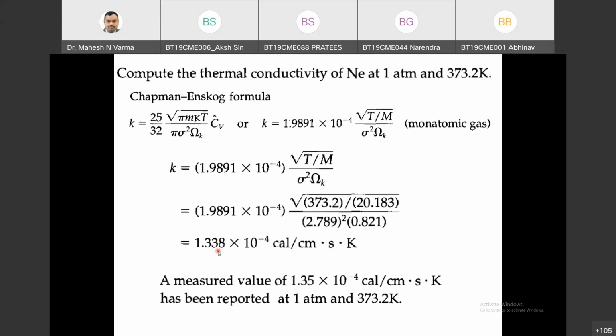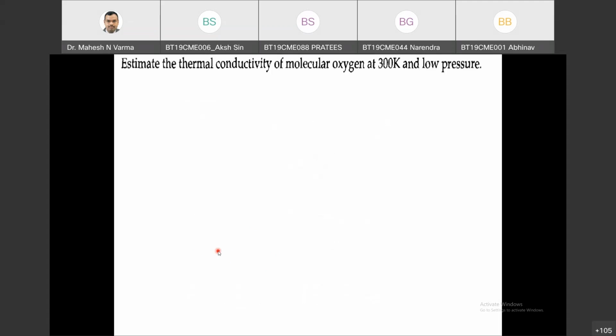Okay, so we will move on to the next problem. Estimate the thermal conductivity of oxygen at 300 Kelvin at low pressure. Low pressure means you can consider close to 1 atmosphere. Even though pressure is not given, low pressure means close to 1 atmosphere.